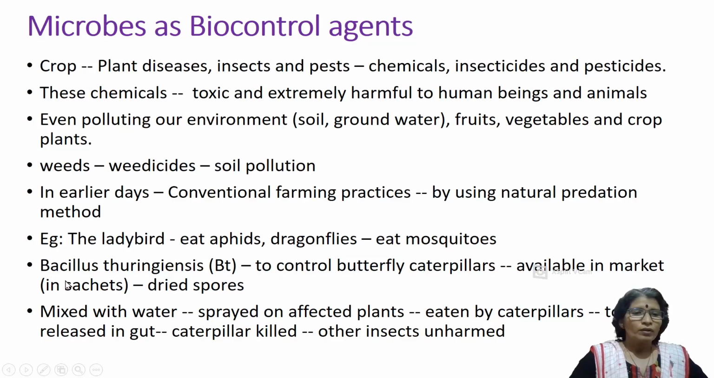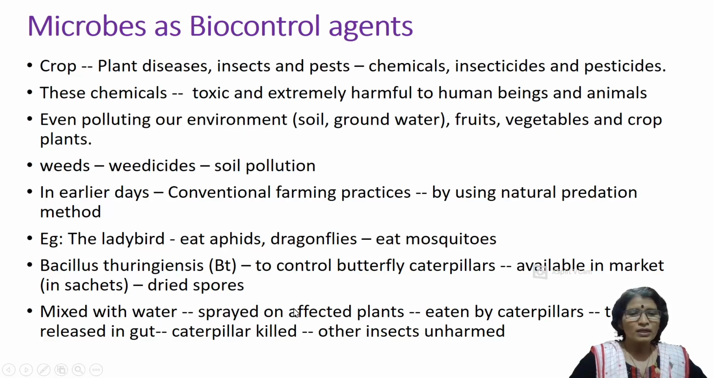And next one, Bacillus thuringiensis. The short form is BT. This is one kind of bacteria. By using this Bacillus thuringiensis bacteria, we can control butterfly caterpillars. Bacillus thuringiensis is available in the market in the form of dried spores. One kind of powder is available, in which spores are present. That is available in small packets. These spores we can dilute in water and spray on affected plants.